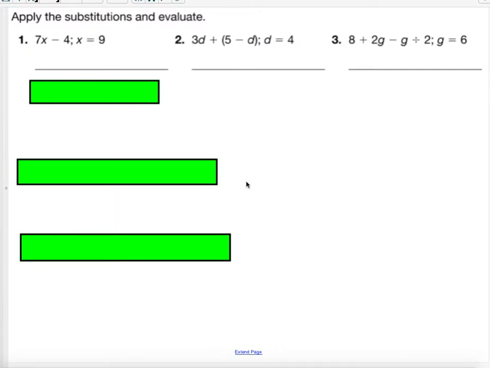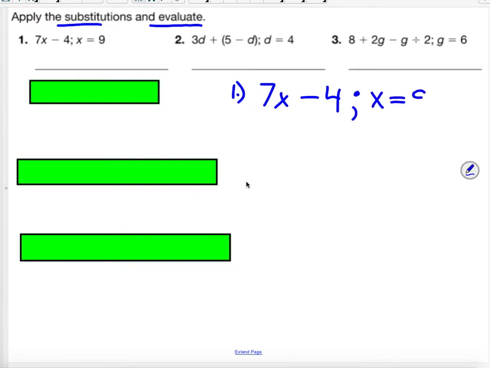Okay, let's take a look at some of these practice problems. First, in 1 through 3, they want you to apply the substitutions and evaluate. Each one of these expressions comes with a value for the variable. Our first problem, number 1, we have 7x minus 4, and the value of x equals 9.